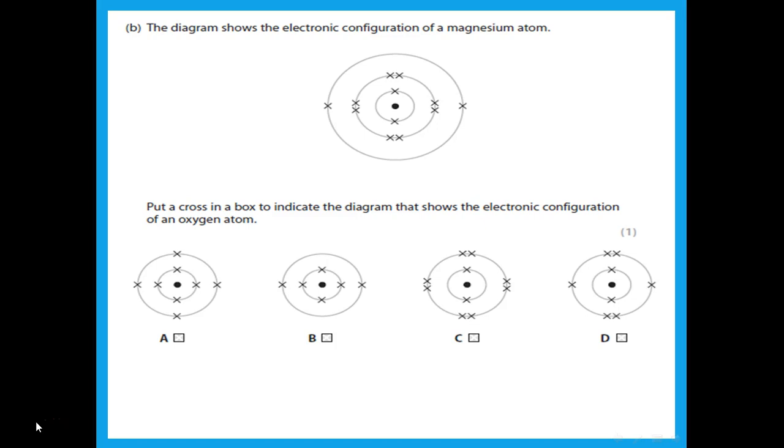Now, how do you distribute 8 electrons? The first energy level, first of all, takes only 2. So A and B are totally wrong. The first energy level can take only 2. And then oxygen has a total of 8 electrons. So if you put 2 in the first energy level, you're left with only 6. So your answer is, that's the last one, D. Okay.